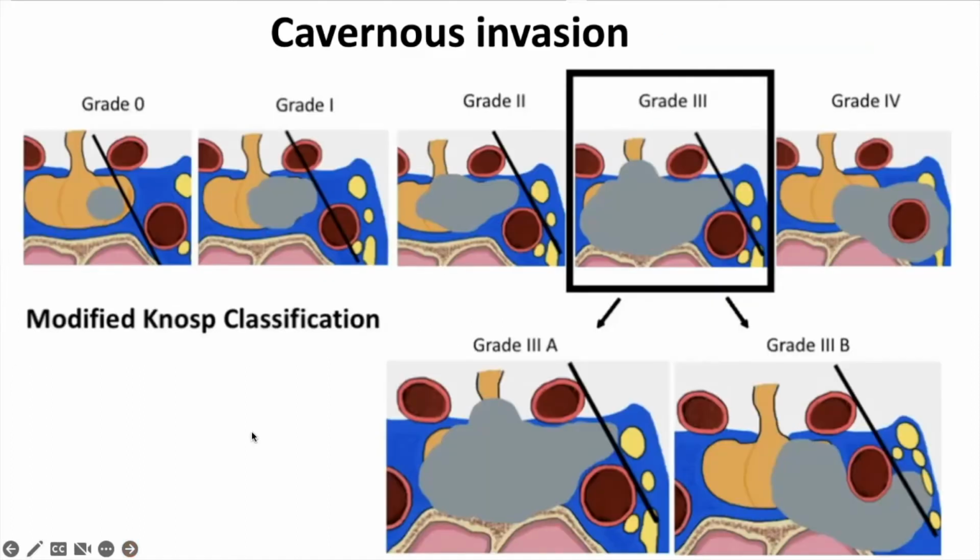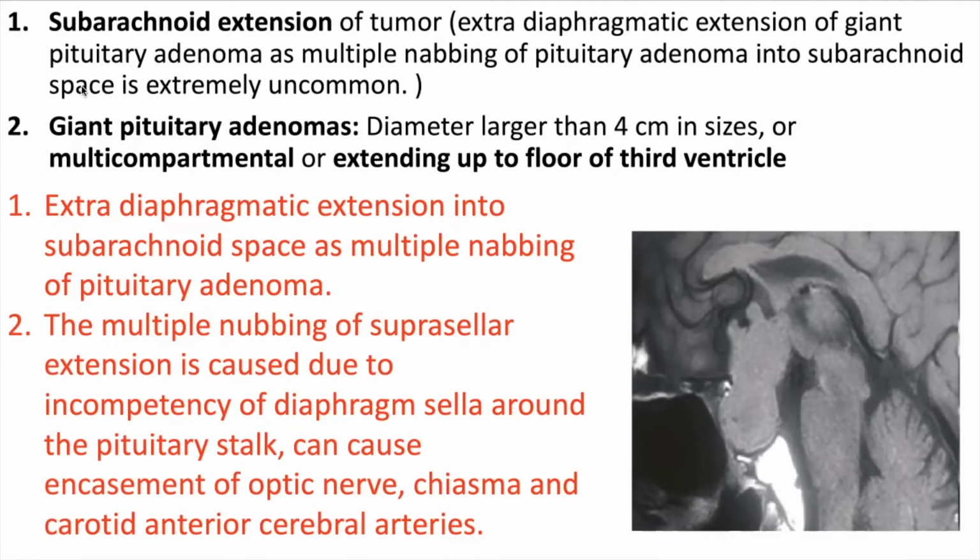The cavernous invasion also should be noticed before surgery. Various grades are there. Then there may be subarachnoid extension of the tumor. There may be multiple nibbings which suggest subarachnoid spread of the tumor. If that is there, then we need to open the dura anterior to the diaphragmatic sellae attachment and then try to push these subarachnoid extensions into the tumor cavity and take them out.